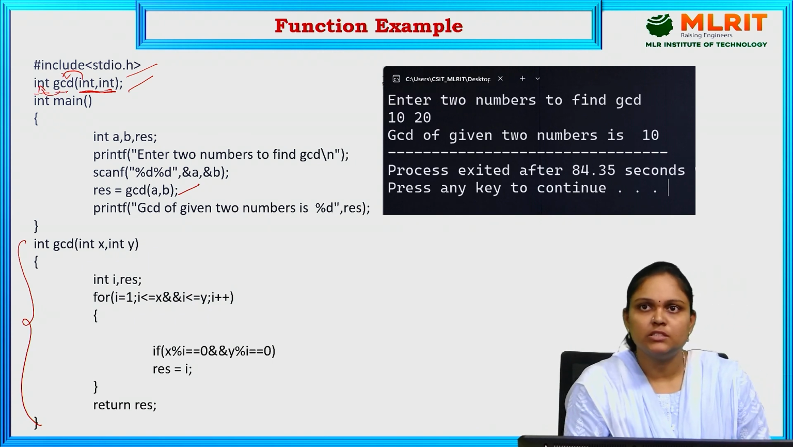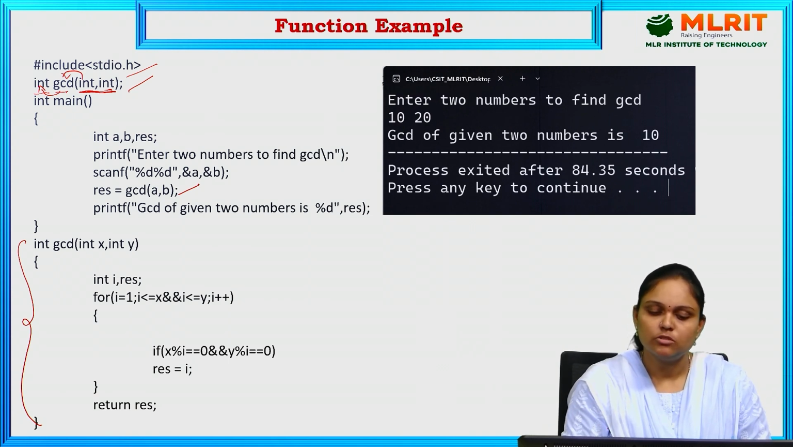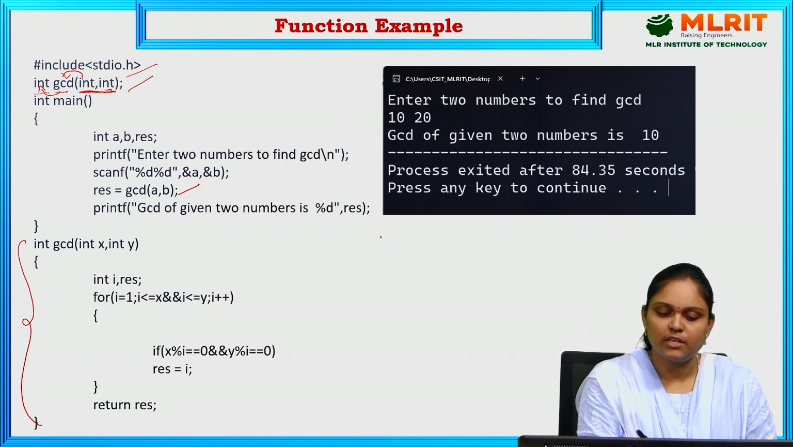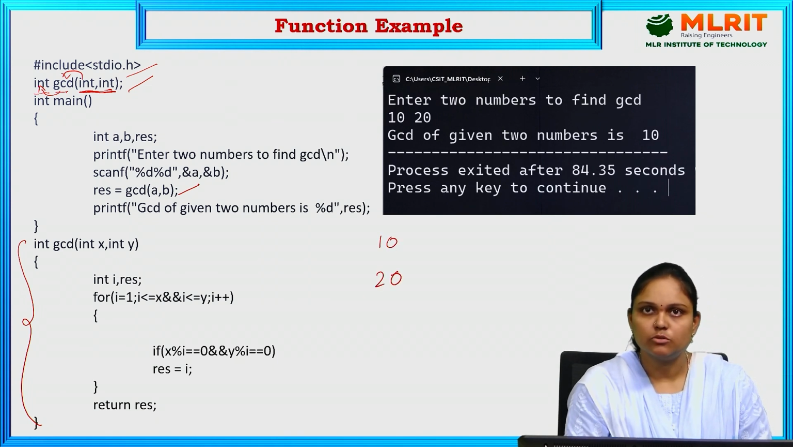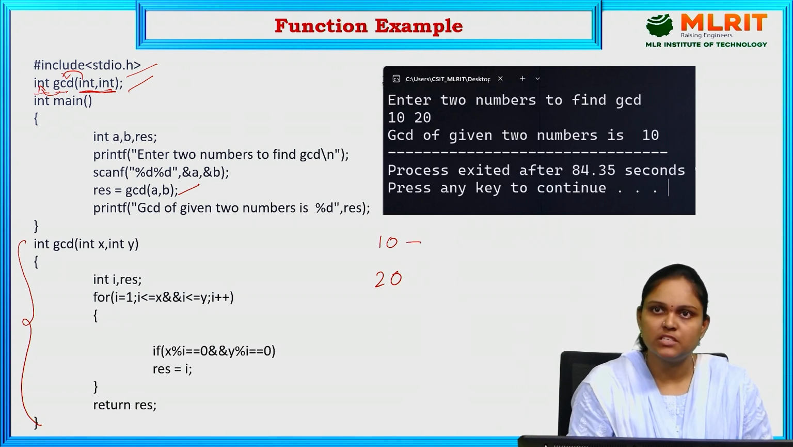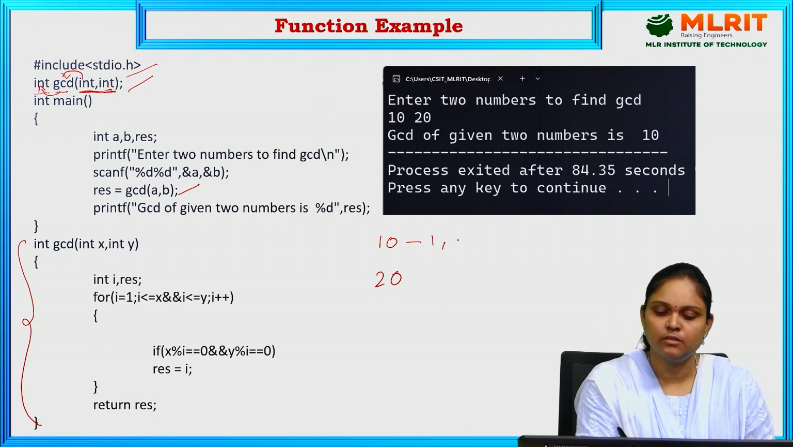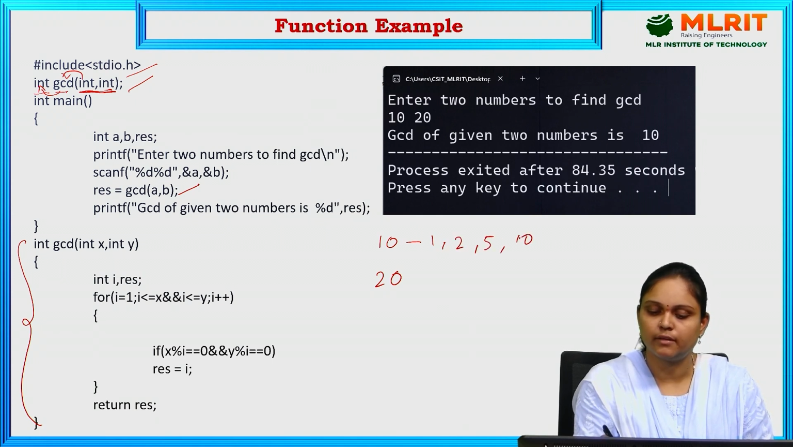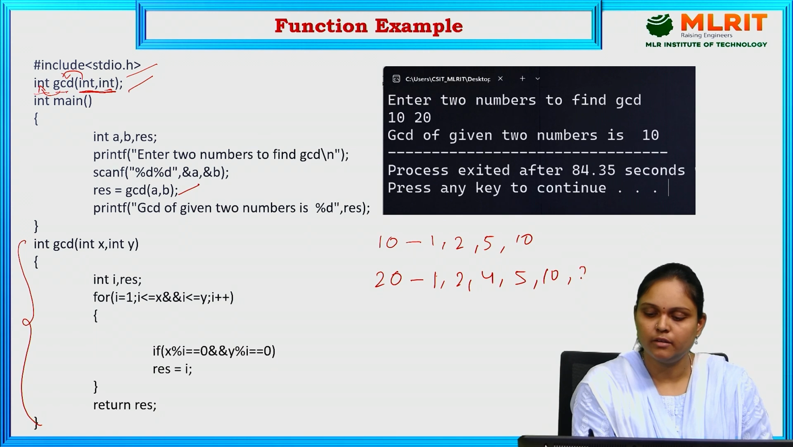Coming to the general concept of the GCD, I think everyone is aware of finding the GCD of two numbers. Mathematically, how do we find the GCD? Take an example of 10 and 20. For these, initially we find the factors. The factors of 10 are 1, 2, 5 and 10. The factors of 20 are 1, 2, 4, 5, 10 and 20.